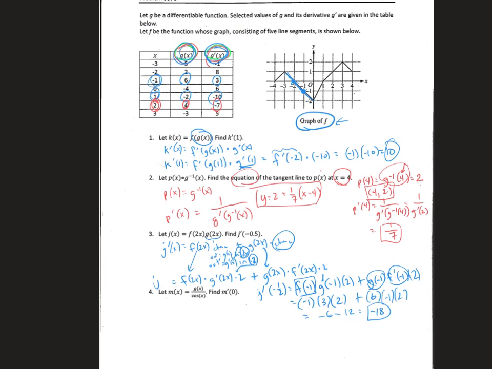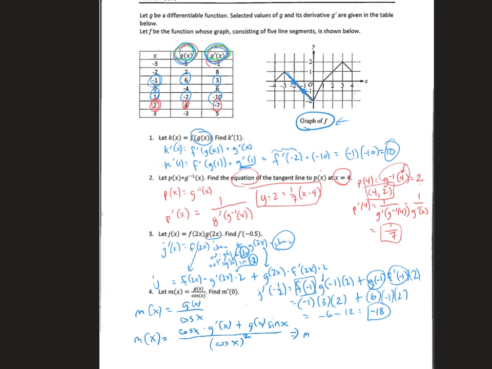Now, final problem. We've got m of x, and that's g of x divided by cosine. I could use quotient rule here, or I can convert it to product rule. I'm going to go ahead and do quotient. So low d high minus high d low, all over low low. And then I plug in 0 for all the x's.